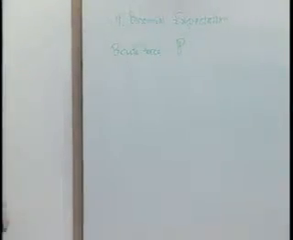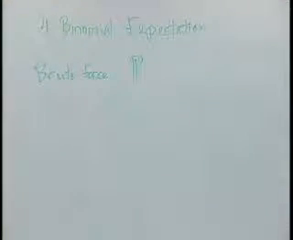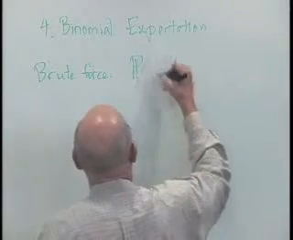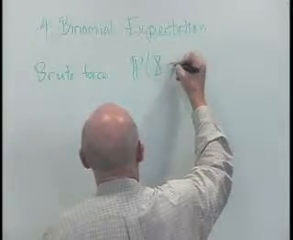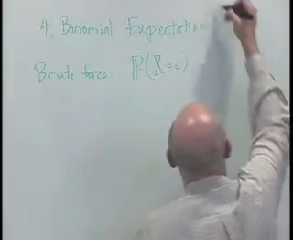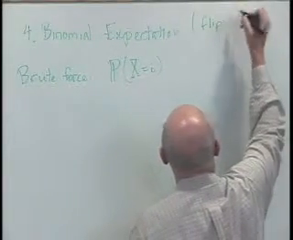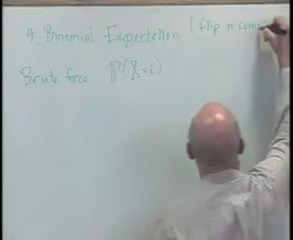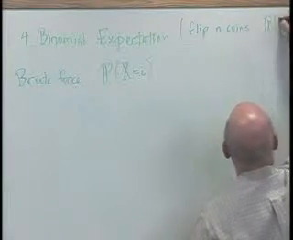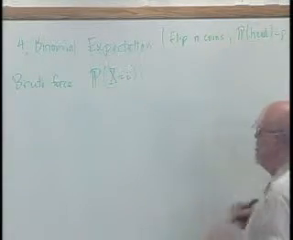Okay, we got a binomial distribution. We flip n coins, and we want a mass function, which is the probability that we get I heads in n coins. So this will be flip n coins with the probability of a head equal to little p.